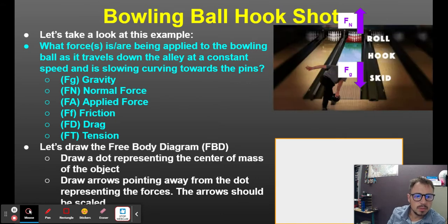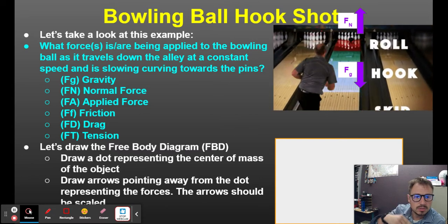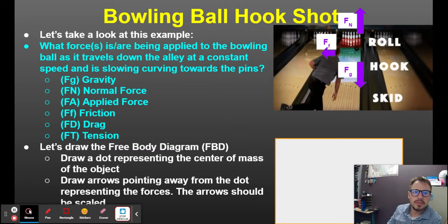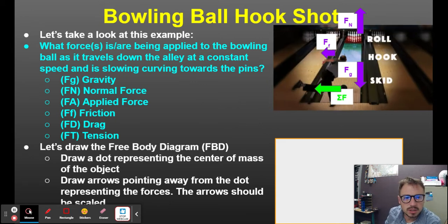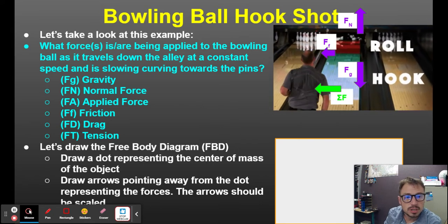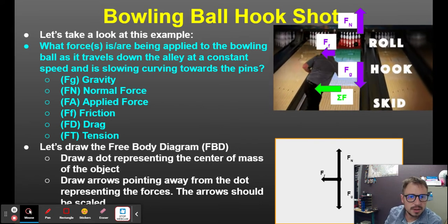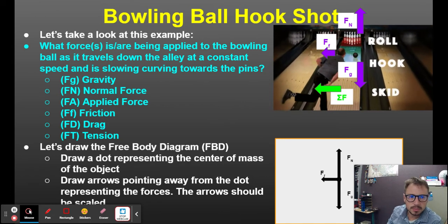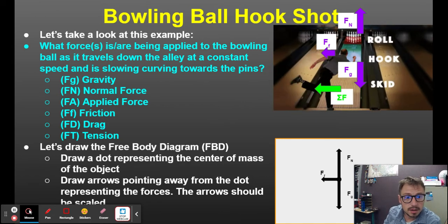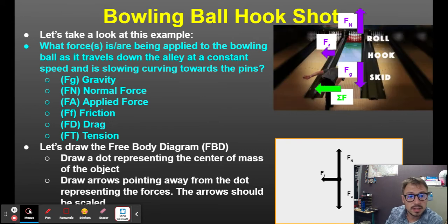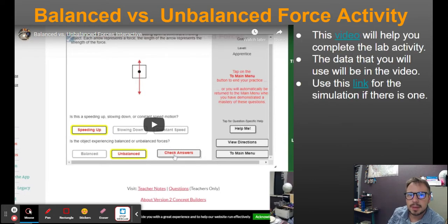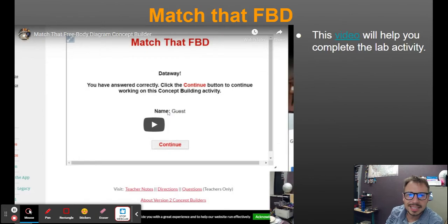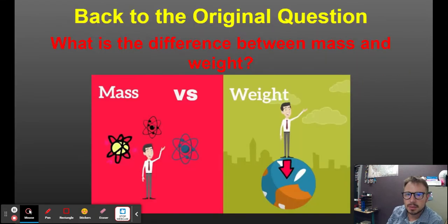Now, that force that is causing it to curve in. Well, last time when it was traveling in a straight line, we just sort of negated that frictional force. But if this person gets it spinning to the side fast enough, there will be that small frictional force that will cause a net force to turn this ball. So this free body diagram is a little complicated because the bowling ball is traveling into the screen, but the net force is to the left, accelerating it, causing it to turn. So this brings us to a couple of simulations that might help out: the balanced versus unbalanced force activity and the match the free body diagram activity.